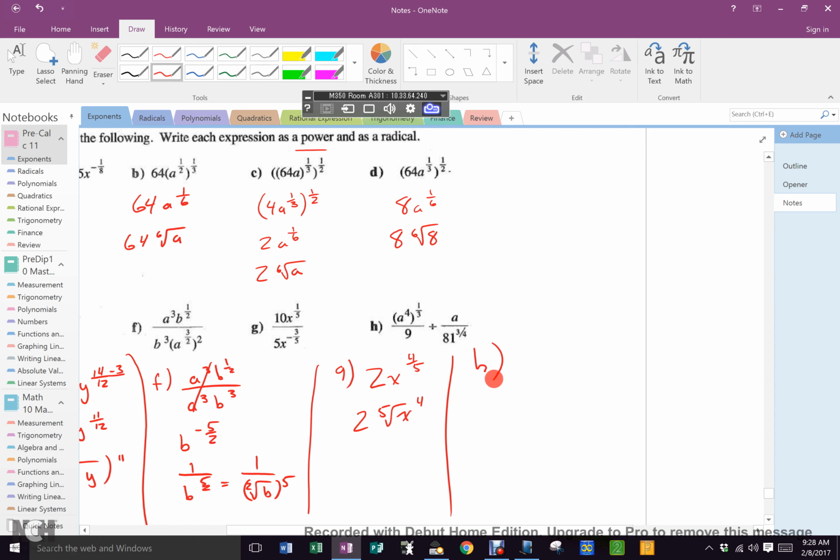H, a lot of people were asking about H. What does that divide mean? You multiply by the reciprocal. So that is A to the 4/3 over 9 times, reciprocate this, 81 to the 3/4 over A. 81 to the 3/4 is the 4th root of 81 cubed. The 4th root of 81 is 3. Cubed is 27. Yes?